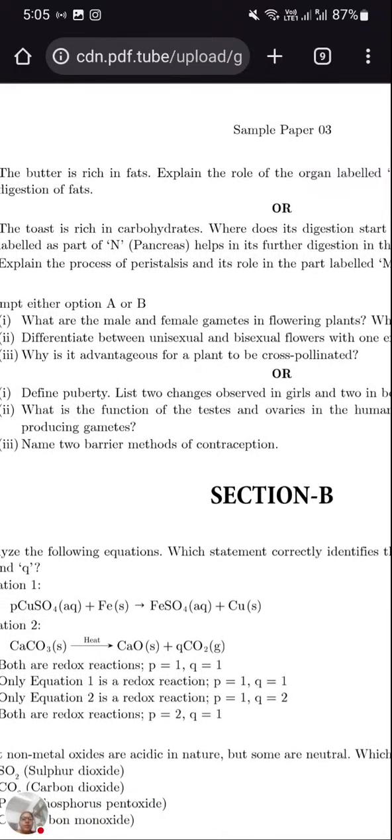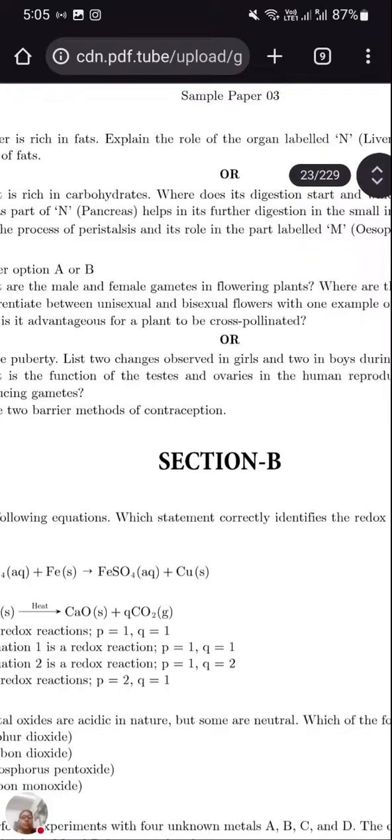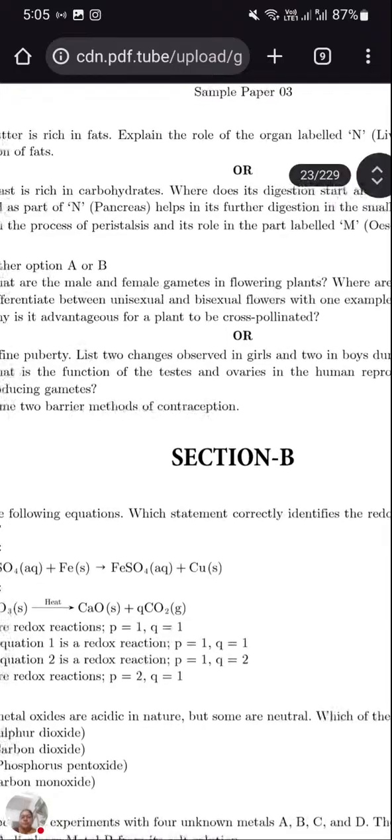Differentiate between unisexual and bisexual flower. So what is a unisexual flower? The flower which has only either the male or the female reproductive organ, we call it a unisexual flower. Whereas a bisexual flower has both male and female reproductive organs. An example of a unisexual flower is papaya, and of a bisexual flower is China rose or hibiscus.